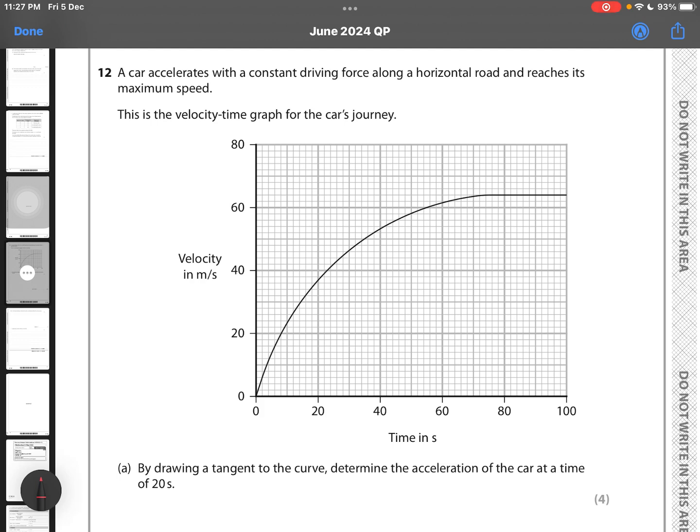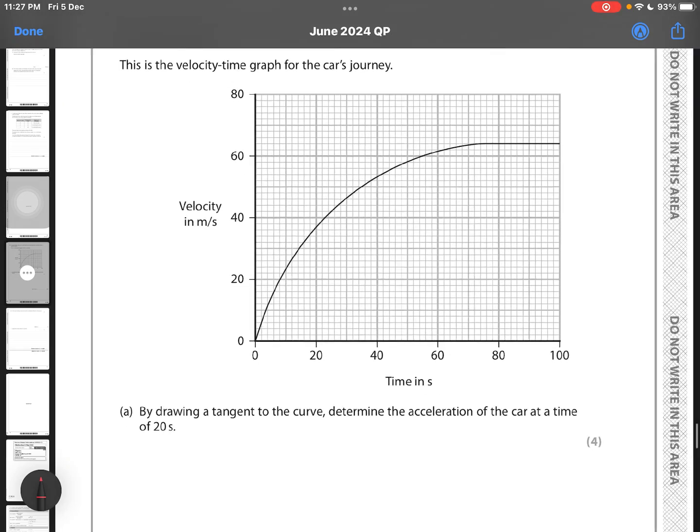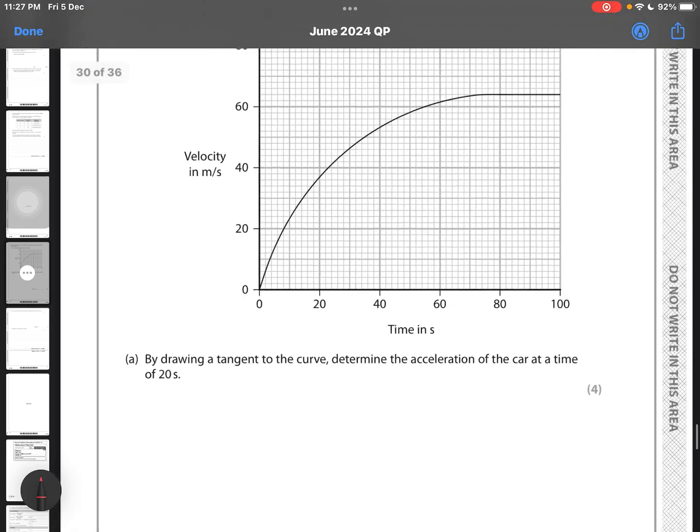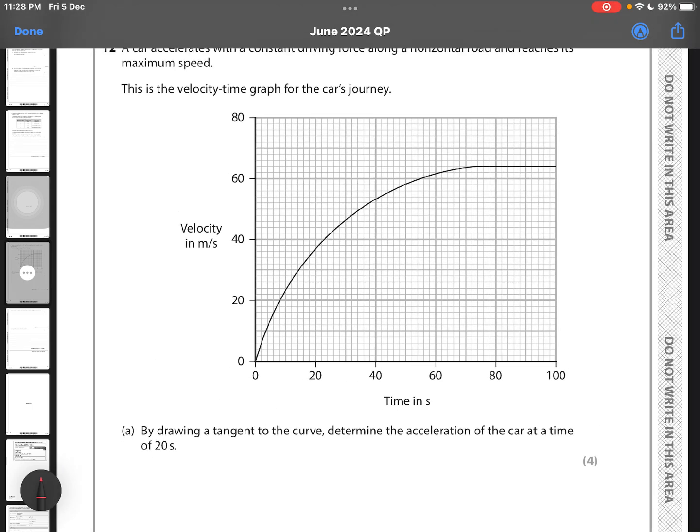So let's see what's written over here. A car accelerates with a constant driving force along a horizontal road and reaches its maximum speed. This is the velocity time graph for the car's journey. By drawing a tangent to the curve, determine the acceleration of the car at a time of 20 seconds.